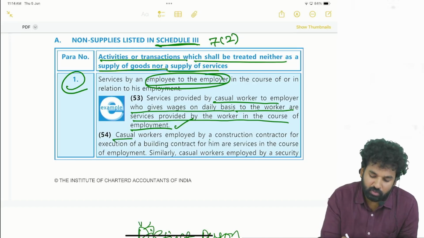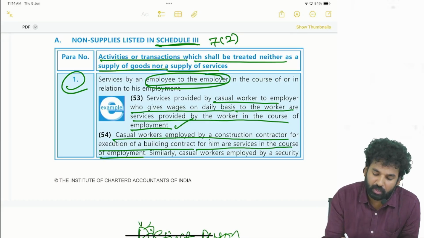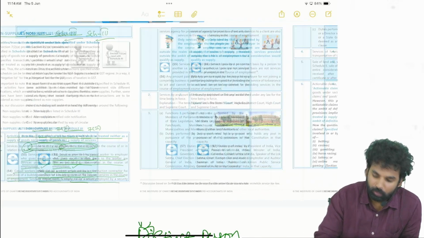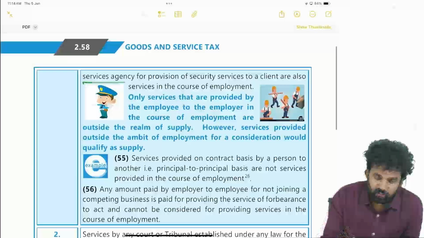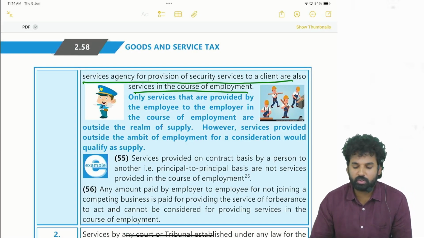Right. Casual workers employed by a construction contractor for execution of a building contract are services in the course of employment. Similarly, casual workers employed by a security services agency for provision of security services to a client are also services in the course of employment.